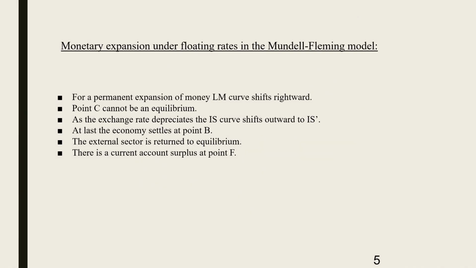And here is a short explanation about the monetary expansion under floating rate. For a permanent expansion of the money, the LM curve shifts rightward. Point C cannot be an equilibrium. As the exchange rate depreciates, the IS curve shifts rightward to the IS prime. At last, the economy settles at point B. The external sector is returned to equilibrium. There is a current account surplus at point F, and this is the summary of the explanation of the previous figure.